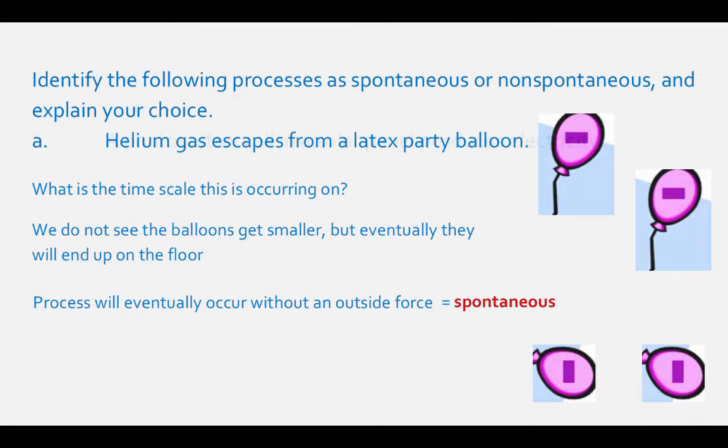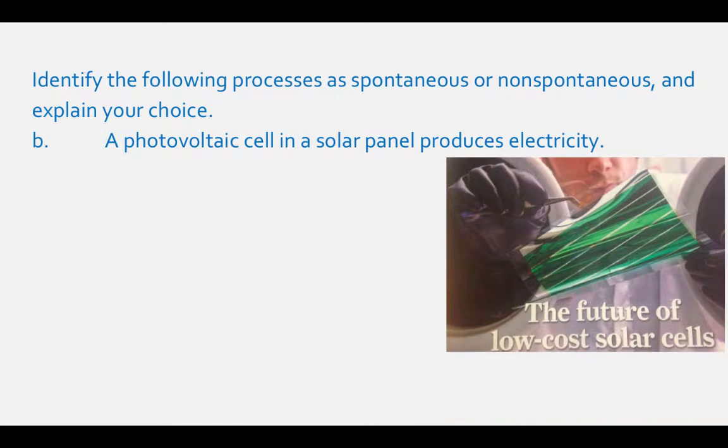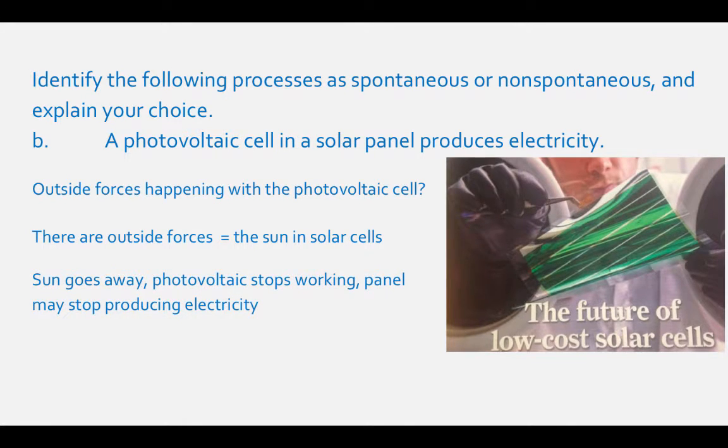For letter B, where a photovoltaic cell in a solar panel produces electricity, you need to ask yourself about the outside forces that are occurring in this process. When a photovoltaic cell is being used to produce electricity, there are outside forces occurring to make this process occur. In the case of a solar cell, it is the sun's energy that is the outside force. When the sun goes away, the photovoltaic stops working, and the panel may stop producing energy. If a reaction uses a continuous outside force, it is non-spontaneous.